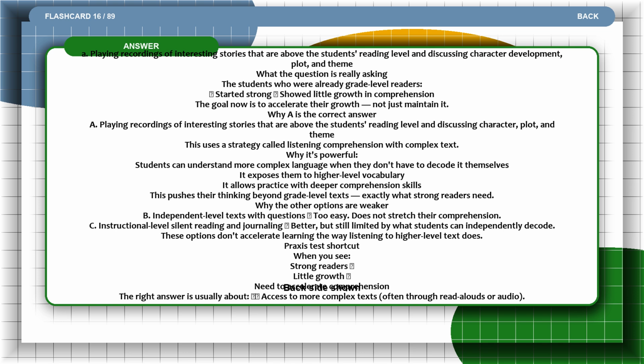Praxis test shortcut: when you see strong readers with little growth who need to accelerate comprehension, the right answer is usually about access to more complex texts, often through read alouds or audio.